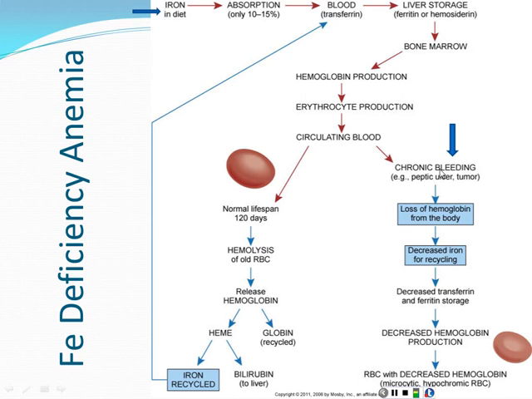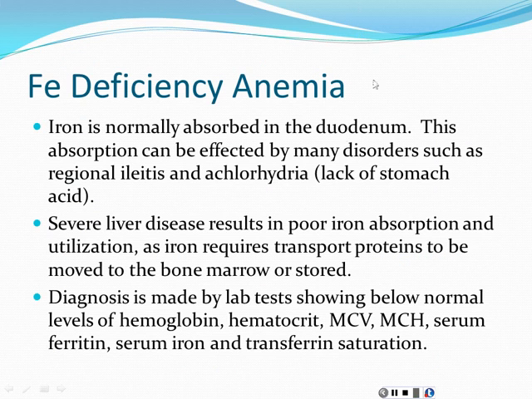If we have chronic bleeding, though, the hemoglobin leaves the body, so it can't be recycled. The iron can't be brought back into the system. So we get decreased iron recycling and eventually red blood cells with decreased hemoglobin in them.